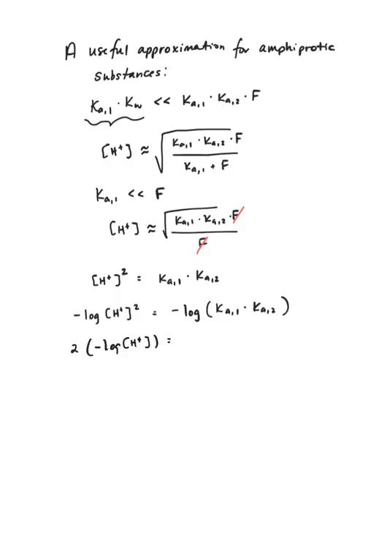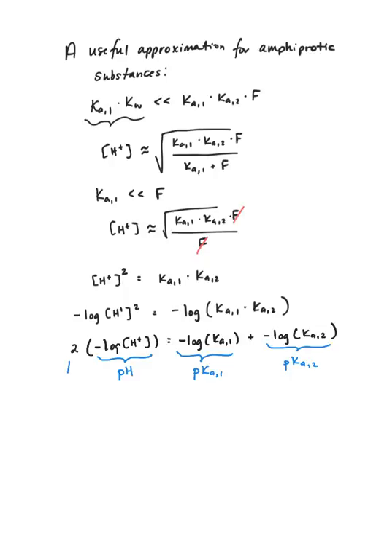On the right-hand side, remember that another rule of logarithms tells us that the log of a product is the same as the sum of logs. So we can apply that rule here. The log of Ka1 times Ka2 is the same as the log of Ka1 plus the log of Ka2. Now, recognize that the term negative log of H plus concentration is pH. Negative log of Ka1 is pKa1. Negative log of Ka2 is pKa2. And we've got this pesky little 2 over here to divide everything through.